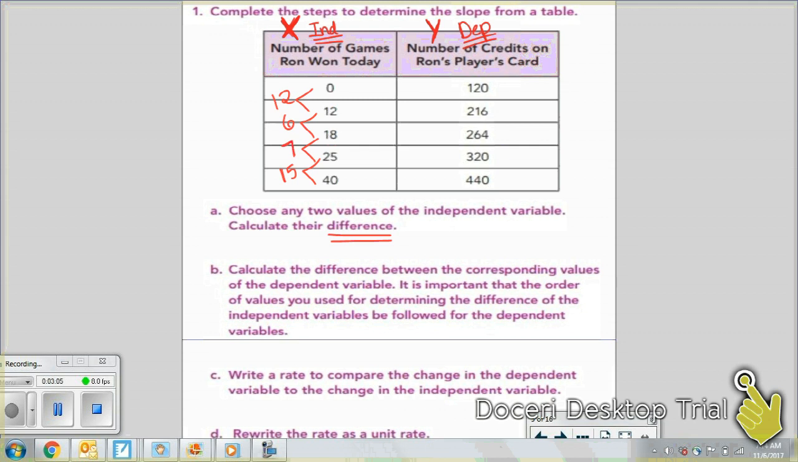B reads, calculate the difference between the corresponding values of the dependent variable. Now remember, we know the dependent variable, that's representing our y's, because they depend on the x's. So if we continue, it is important that the order of values you use for determining the difference of the independent variables be followed. Okay, so all that's saying is we need to go in the same order. So I'm going to give you about 30 seconds here, and I want you to find all of the differences for our y values, or the dependent variable. Go ahead and start.